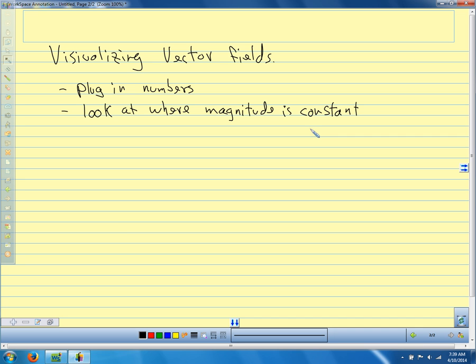So what I want to do is take a look at some graphs or some equations, and we want to match them to graphs of the vector fields.